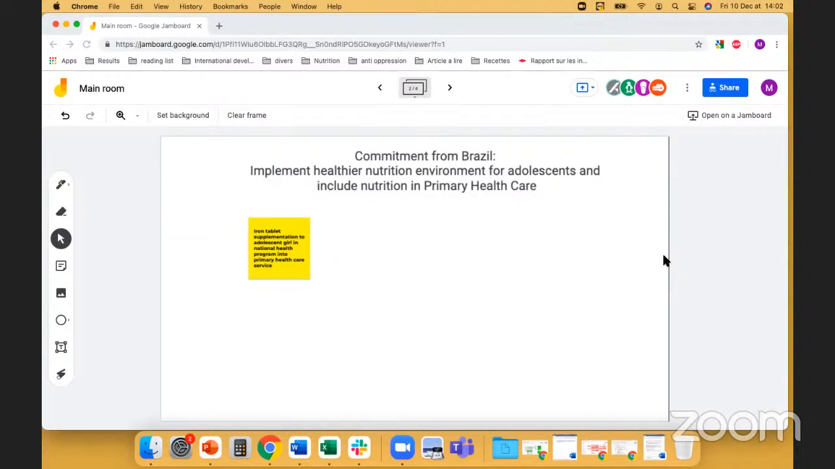To your previous point, there are two comments in the chat. Iron tablet supplementation to adolescent girls in the National Health Program. The second one is, I think it depends on the places and society, local. For example, nowadays influencers have lots of impact on young people.